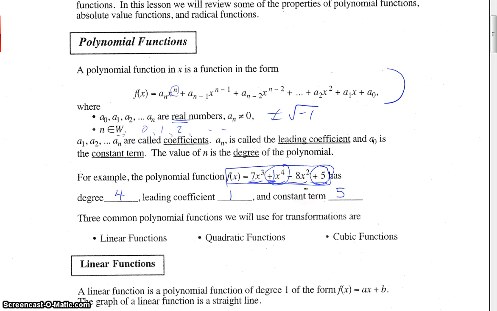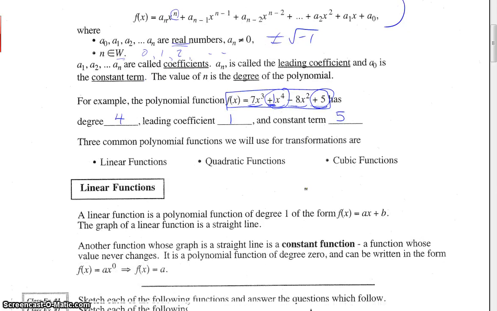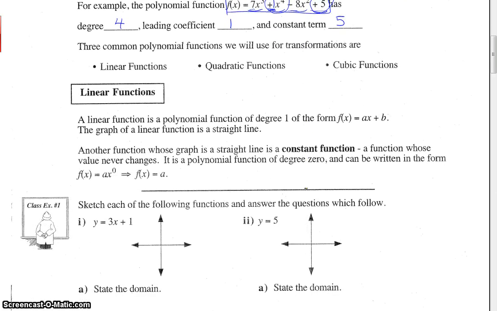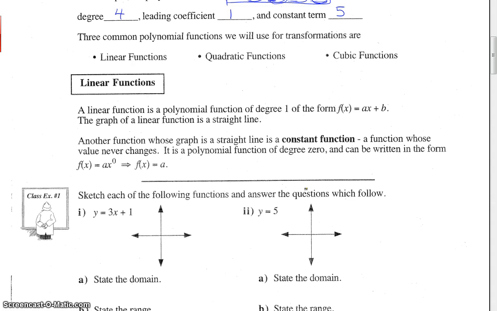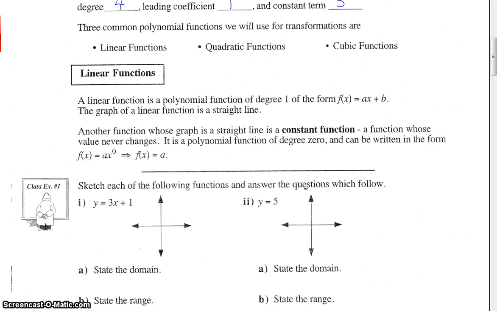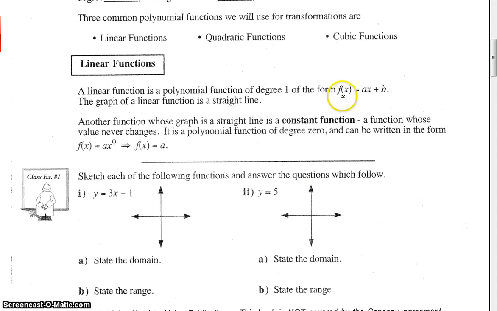Okay, so let's take a look at linear functions. A linear function is a polynomial function of degree 1. So the exponent on x is a 1. And it's quite often in this form, f of x equals ax plus b, where b is your y-intercept, and a, sometimes called m, is your slope, which is rise over run. And this will produce a straight line. The graph is a straight line.